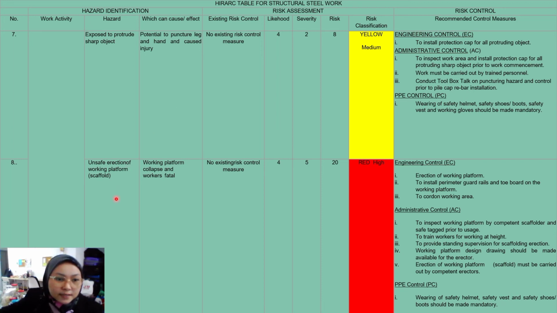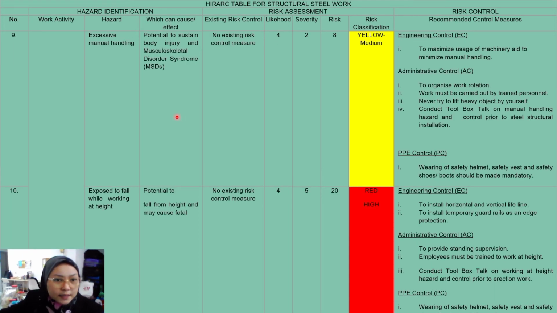Next is unsafe erection of the working platform or scaffold, which can cause the working platform to collapse and worker fatality, and the risk classification is red, high. Next hazard is excessive manual handling, which can cause potential to sustain body injury and musculoskeletal disorder syndrome, and the risk classification is yellow, medium. And the last hazard is exposure to fall while working at height. This can potentially cause a fall from height and may cause a fatality. The risk classification is red, high.